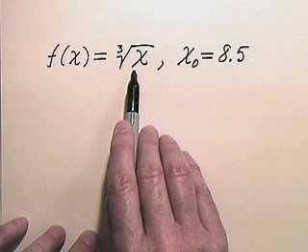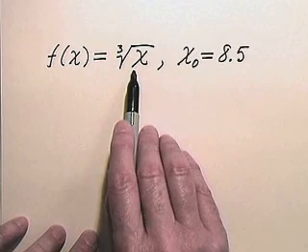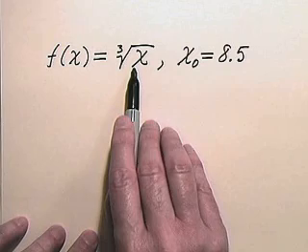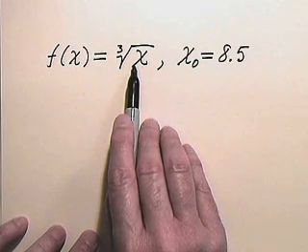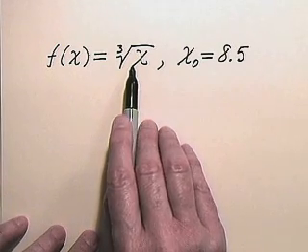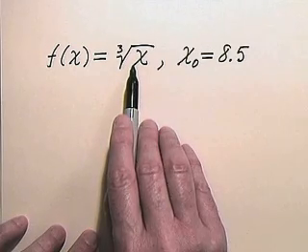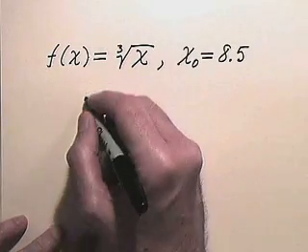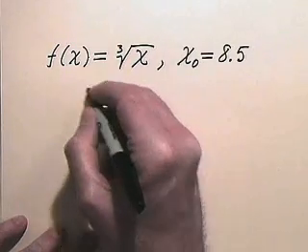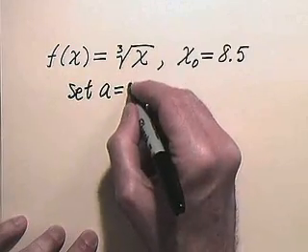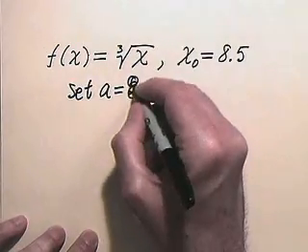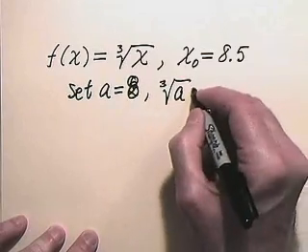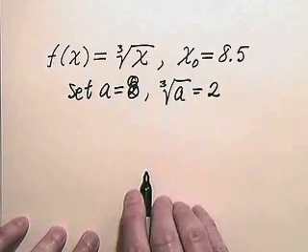After all, if computing the cube root of 8.5 is a problem, then certainly we need to find a point nearby the 8.5 where it's easy to compute cube roots. Well, can you think of one that's easy? Certainly the cube root of 8 is easy to compute because the cube root of 8 is 2. So what we can do is set a equal to 8. So not 2. The cube root of a is then equal to 2.